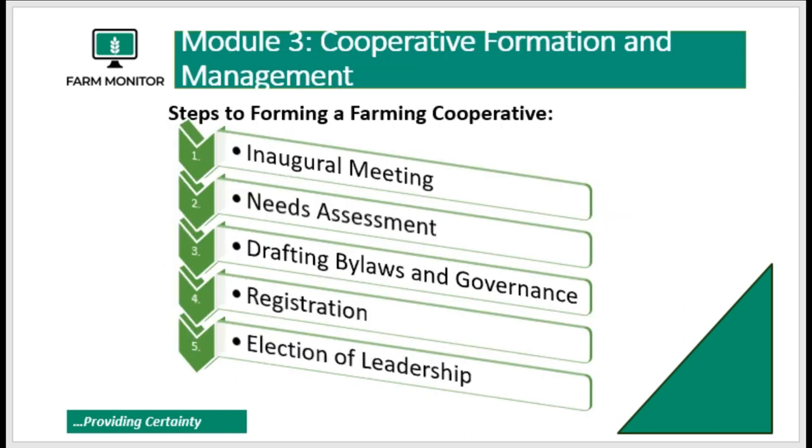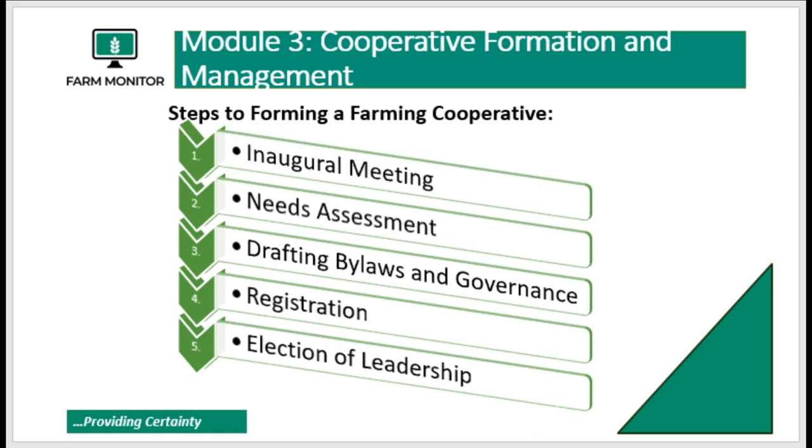Module 3, Cooperative Formation and Management. So what are the steps to forming a farming cooperative? I've highlighted some steps here. The first is the inaugural meeting. You convene a meeting. The meeting brings together potential members to discuss the idea, gauge their interest, and determine whether there is a collective will to proceed or not. During this meeting, the group may establish a provisional steering committee who will be responsible for further organizational efforts of the cooperative.